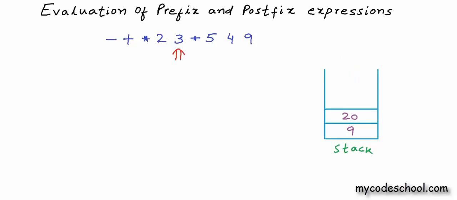Now we have 3 and 2. Both will go onto the stack, and now we have this multiplication operation. 3 and 2 will be popped and their product 6 will be pushed. Now we have this addition. The 2 elements at top are 20 and 6. They will be popped and their sum 26 will be pushed. Finally we have this subtraction. 26 and 9 will be popped out and 17 will be pushed. And finally this is my answer.